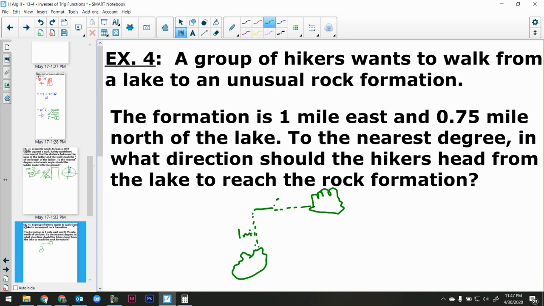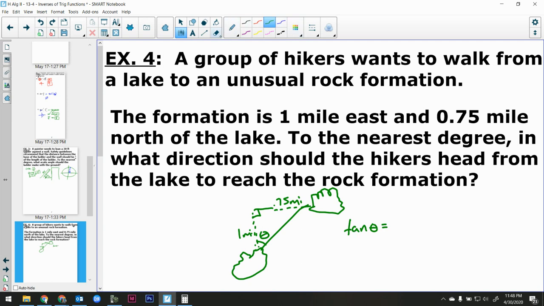0.75 miles east, not drawn to scale. What degree, in what direction should the hikers head from the lake? Really asking what's my angle there. We know that makes a 90-degree angle. So what am I looking at here? This is the opposite. This is the adjacent. So tangent of my angle.